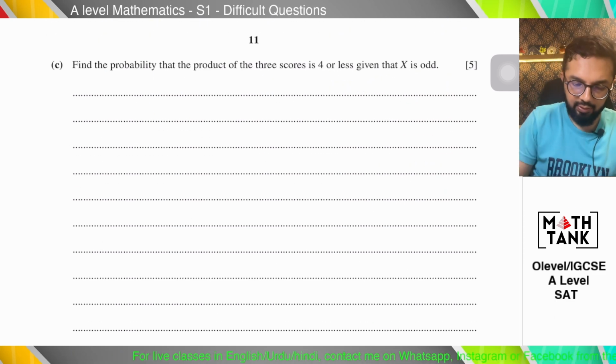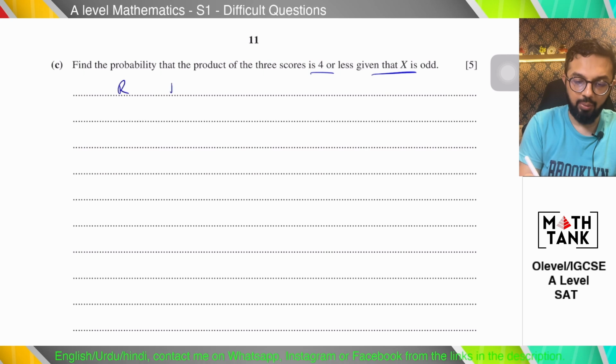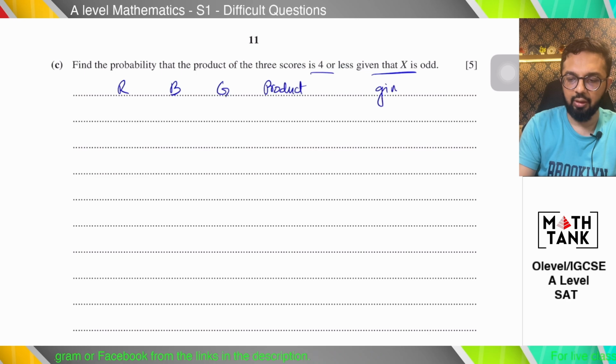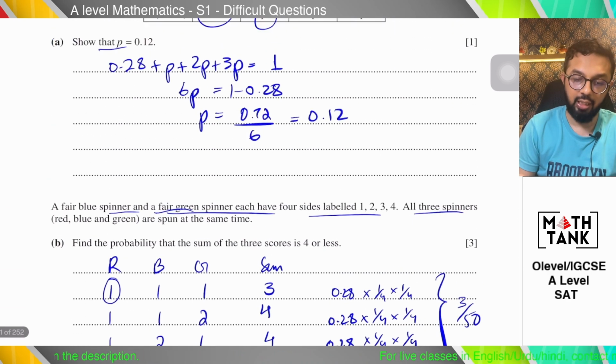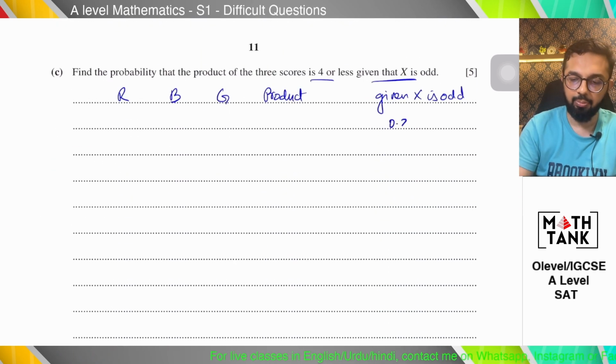Okay, this part says find the probability that the product of the three scores is 4 or less given that X is odd. Now I'm talking about product, so I'm just going to write product, and it's a conditional probability. So given X is odd. X is odd means that X is the number on the red die. So it could either be 1 or 3. So 0.28 plus 2p, and p was 0.12. So my denominator has to be 0.52.